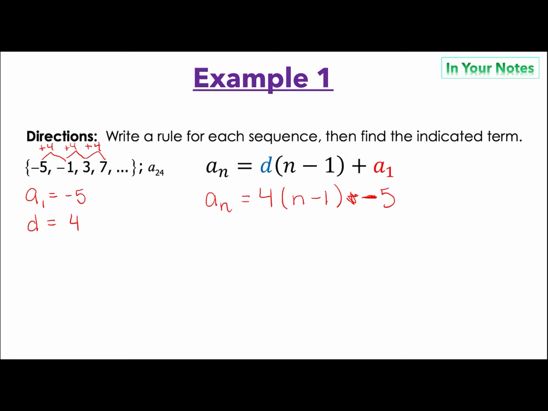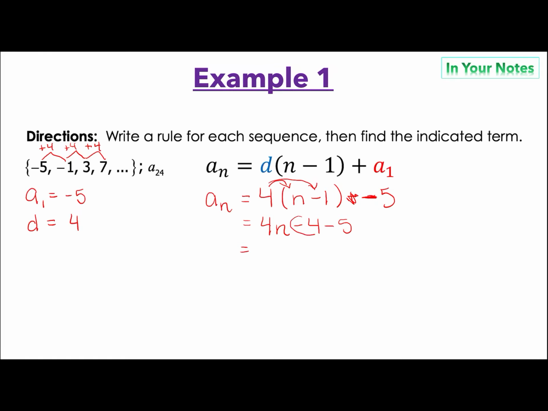Okay, so we are not done because I want you to put the equation in its most simplified form. So all that means is that we need to distribute this 4 out. So 4 times n is 4n, and 4 times -1 is -4. And then we still have this -5.